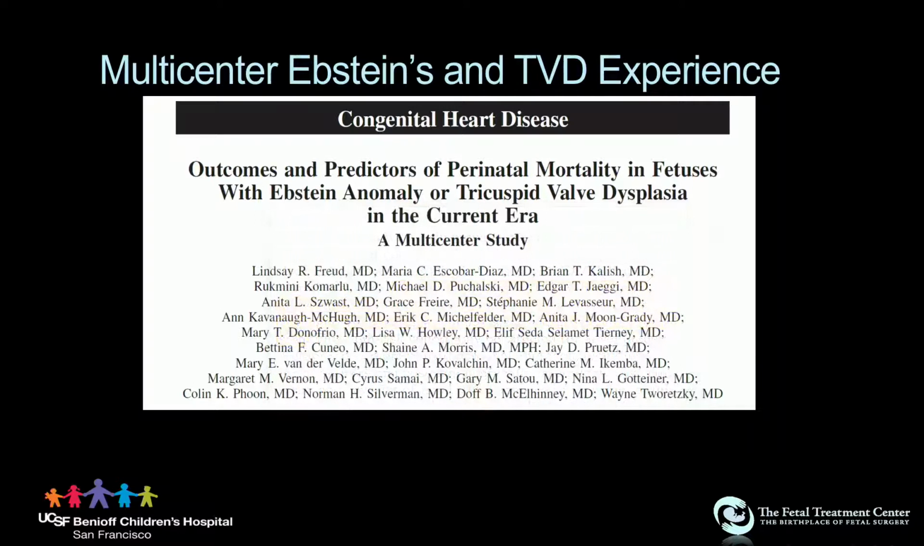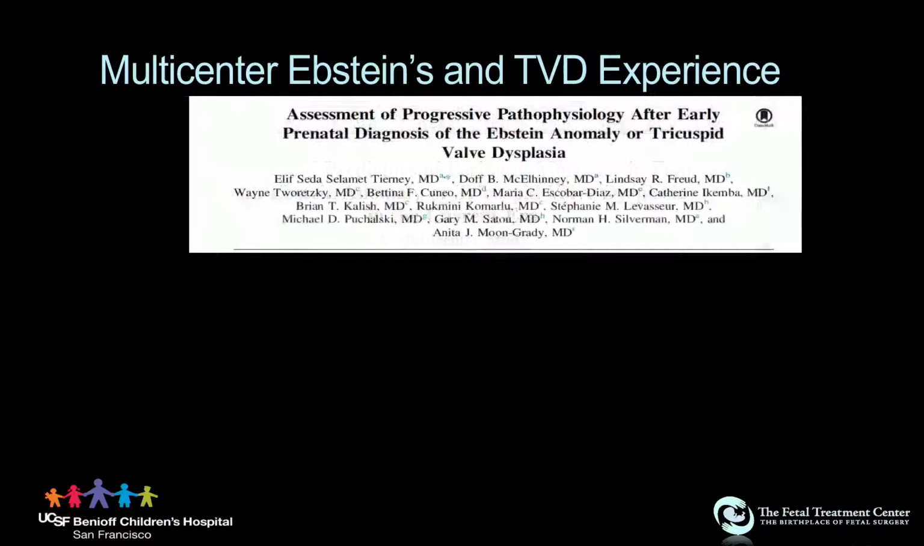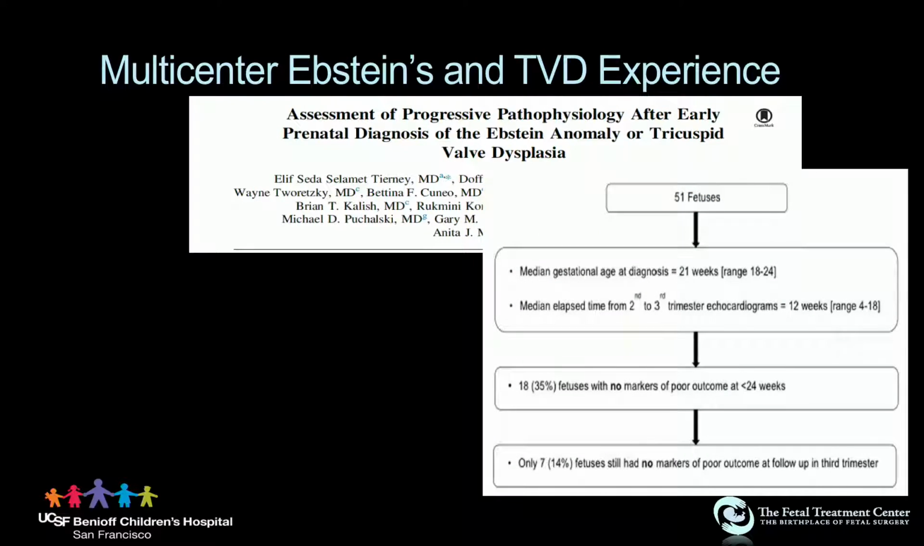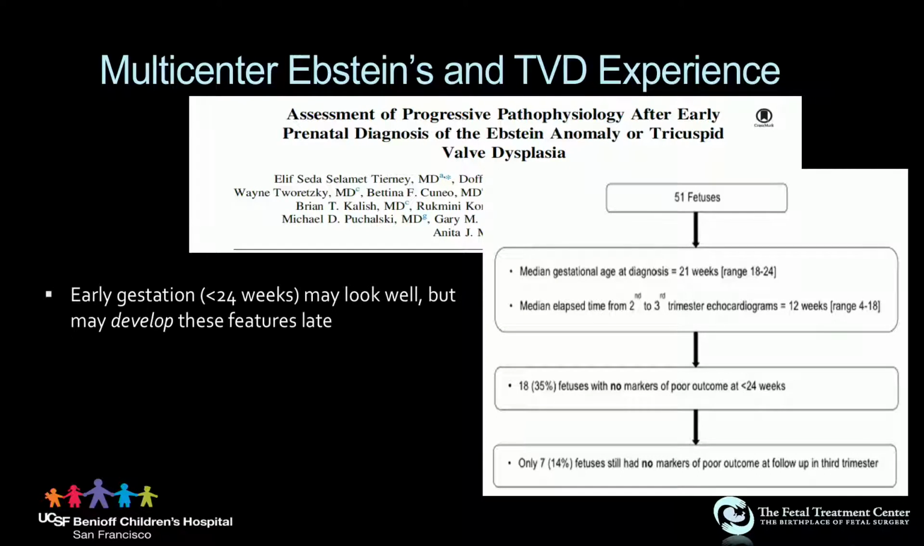But what about the fetuses that I showed you with very subtle tricuspid valve dysplasia? Those were picked up very early on. Are they going to do okay? Well, this was a question that we also asked of the same database, and Sidharth Tierney and Dov McElhenney and I, with some others, looked at just the 51 fetuses that presented prior to 24 weeks gestation, and we found that although most of them looked well at less than 24 weeks, they often, very often, I think 70% of the time, developed one of the markers for poor prognosis in the 3rd trimester.